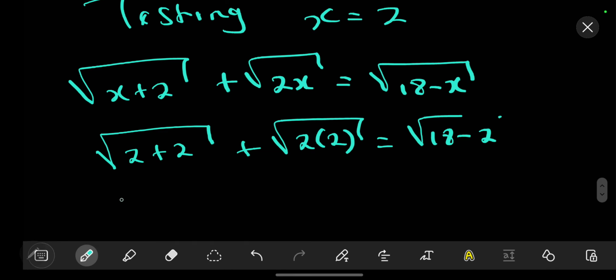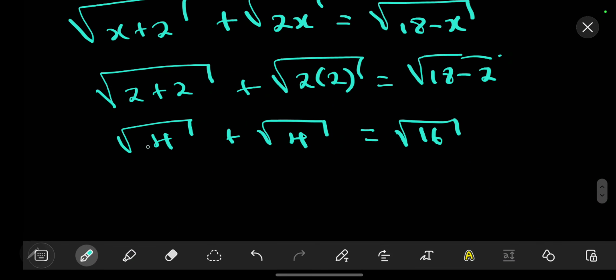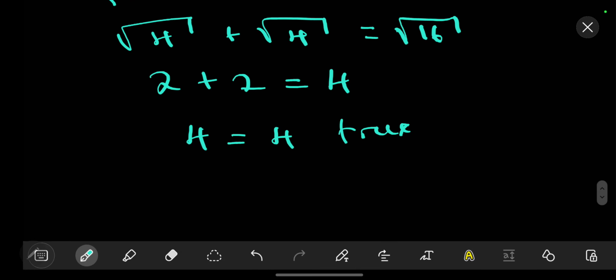So 2 plus 2 is 4, so we have the square root of 4, then we have plus the square root of 2 times 2 is 4 still, should be equal to the square root of 18 minus 2, which gives us 16. So we are going to have the square root of 4 is 2 plus the square root of 4 is 2, which should be equal to the square root of 16 is 4. So we have 2 plus 2 will give us a 4, which is equal to 4. So this is a true statement. So that means that that's part of the solution.